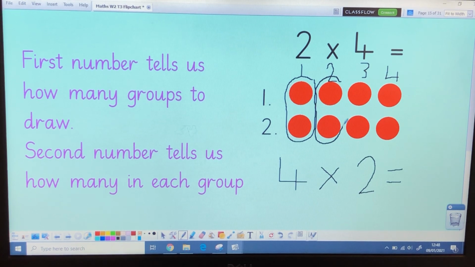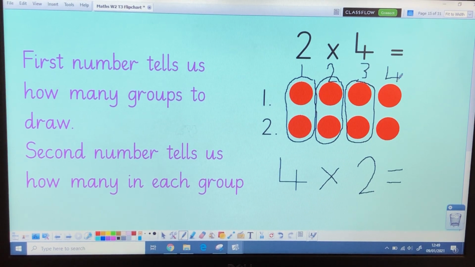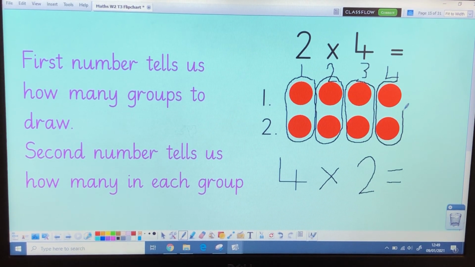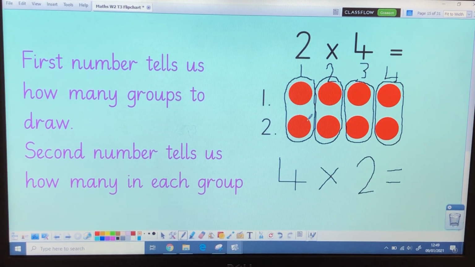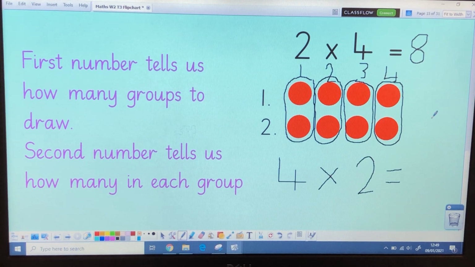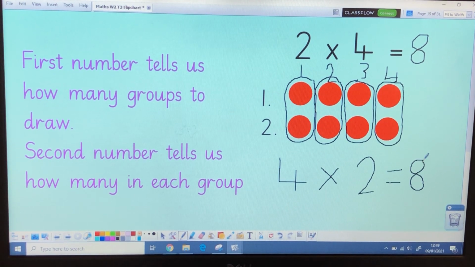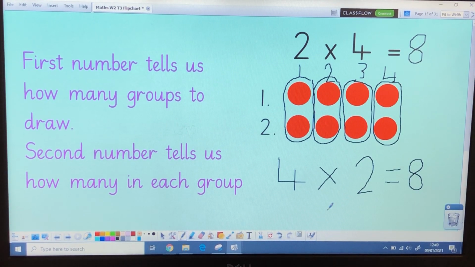Here are 4 groups. So remember, the first number always tells us how many groups we need. And how many have we got in each group? We've got 2 in each group. Should we figure out what the answer is? So we knew the first answer was the number 8. Let's see what the answer is this time. We're just going to count the counters all together again. 1, 2, 3, 4, 5, 6, 7, and 8. So they both equal the same answer. All we've done is we flip the numbers round and we can use the array in 2 different ways.